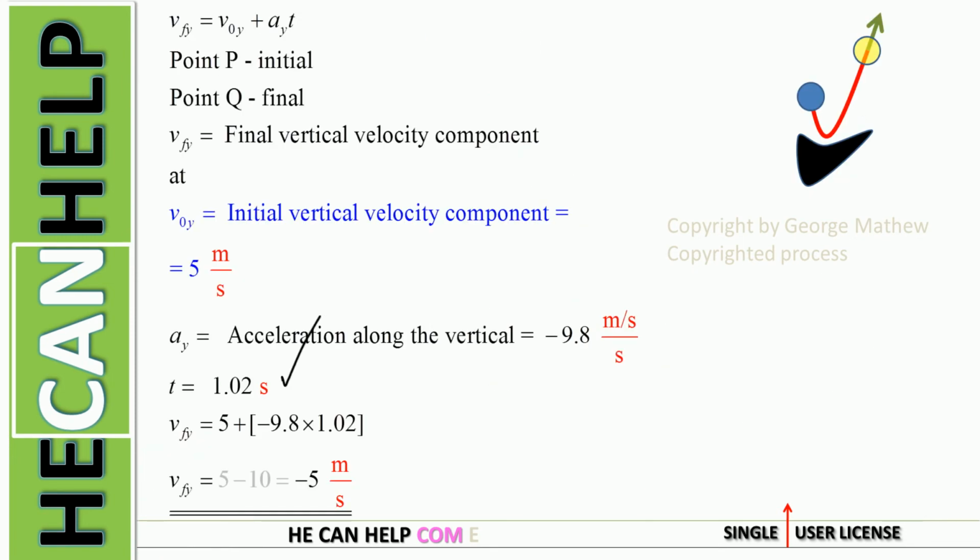Substitute all those numbers. Time is 1.02. V final y is equal to v initial y plus acceleration along the vertical times time. So this is v initial y, acceleration along the vertical times time, and you get negative 5 meters per second.